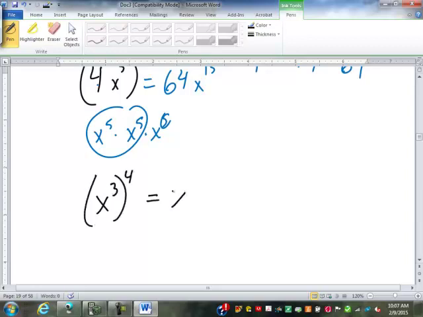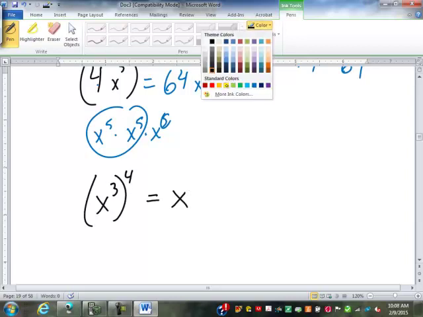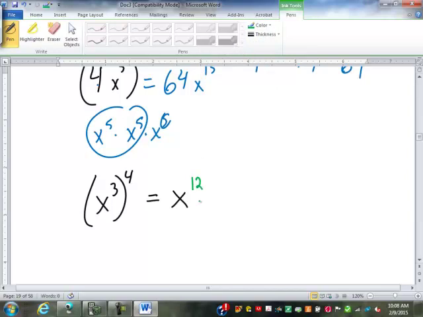So what would this end up being? X to the 12th. Very good. When it's a power of a power, we multiply them: 3 times 4 to get 12. If it was x to the 3rd times x to the 4th, it would be x to the 7th. When we're multiplying, we end up adding the powers.